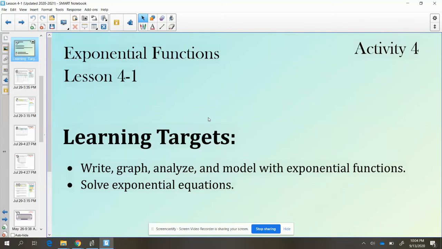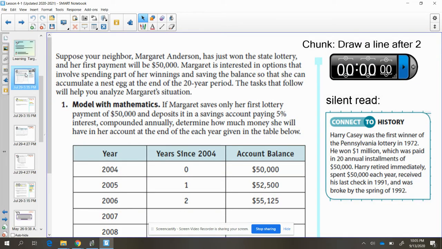Hey everybody, and welcome to the second half of Unit 1, and we are going to begin that with Lesson 4.1, where we are going to talk more about exponential functions, writing them, graphing them, analyzing them, and start solving some exponential equations.